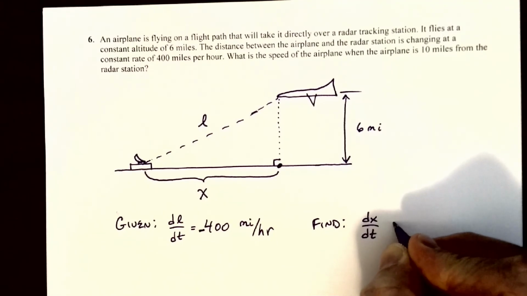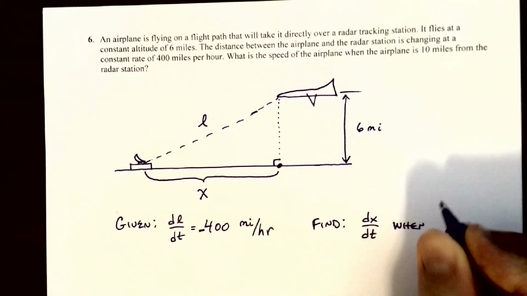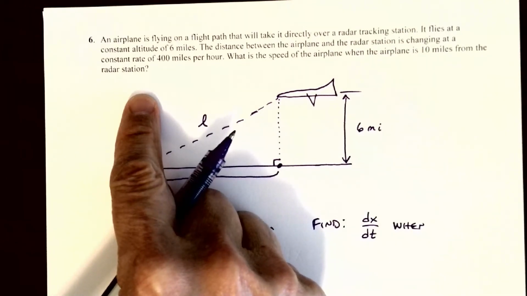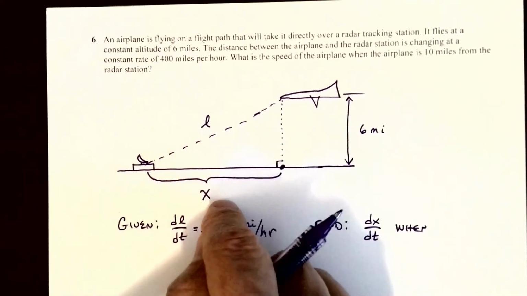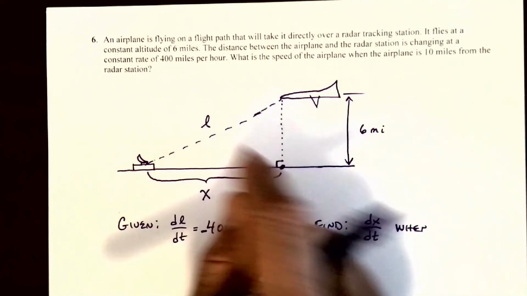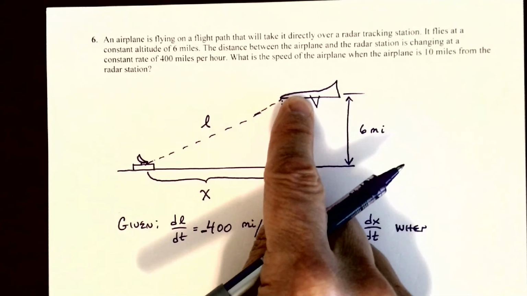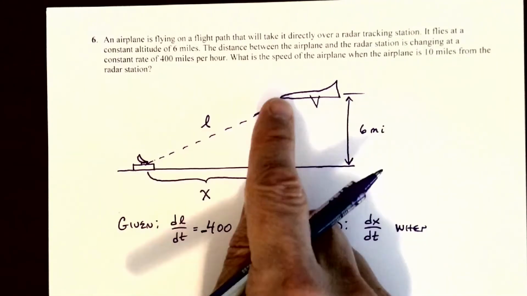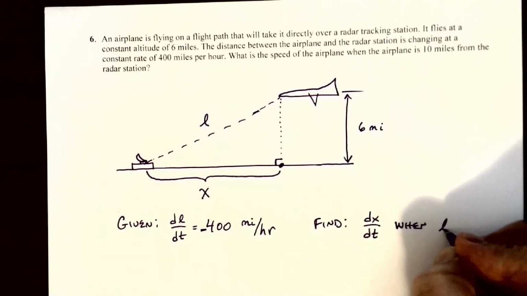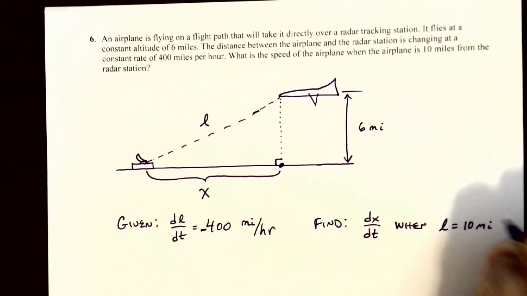And we're going to find it when what? The instant that the airplane is 10 miles from the radar station. 10 miles from, so is that L or is that x? When the airplane is 10 miles from the radar station, what is the distance from the airplane to the radar station? That's L. So when L is 10 miles.